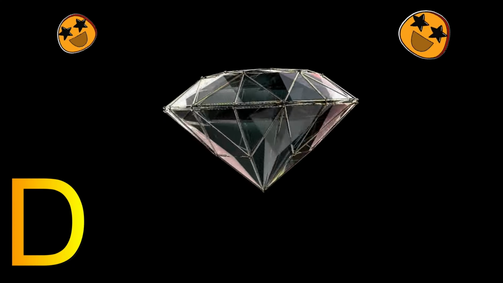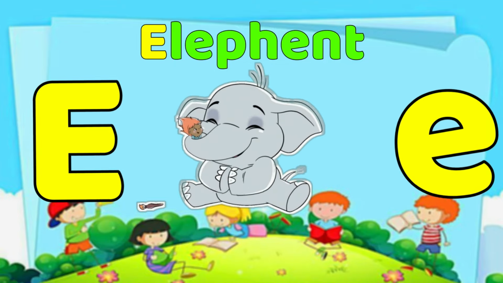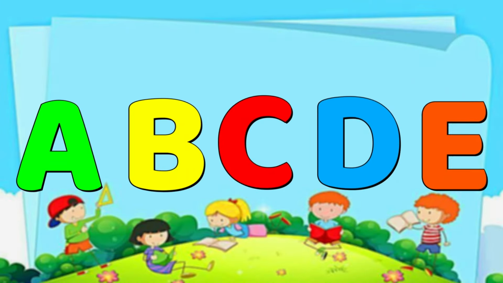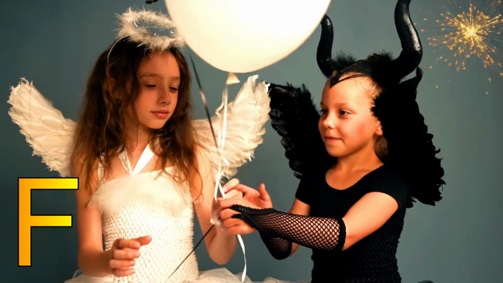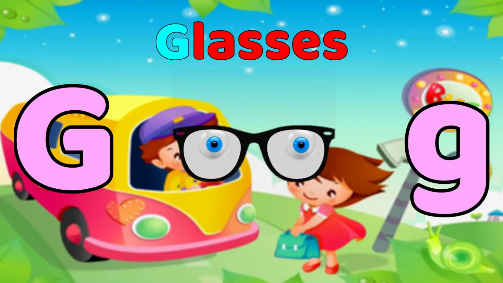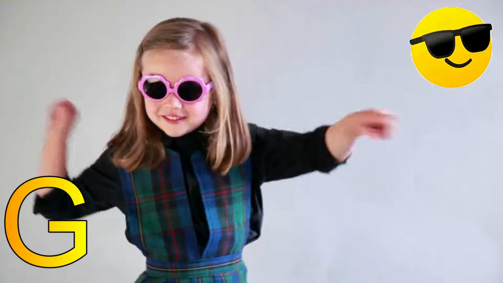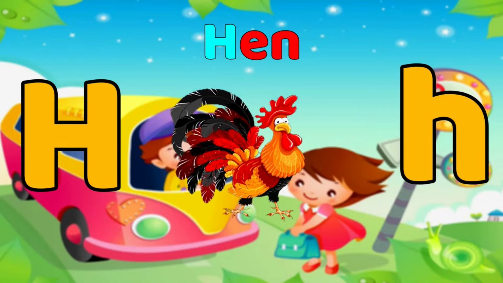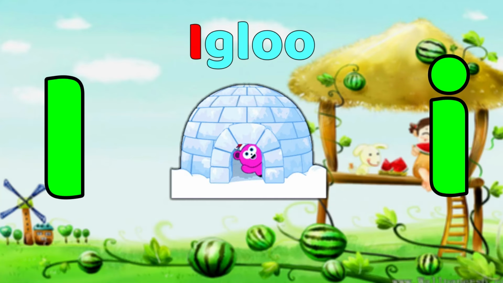D, diamond. E is for elephant. F is for fairy, f, fairy, f, fairy. F, fairy. G is for glasses, g, g, glasses. G, glasses. H is for hand, h, h, hand. H, hand. I is for igloo.